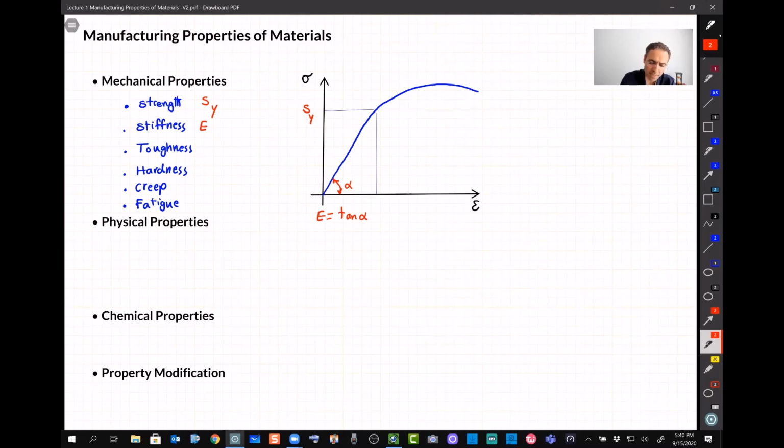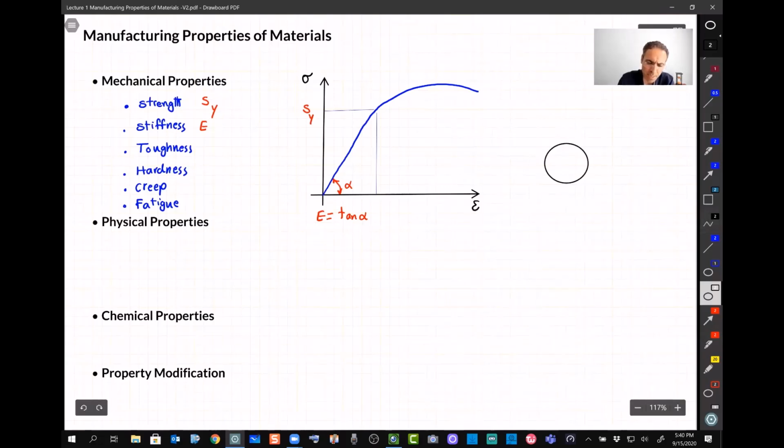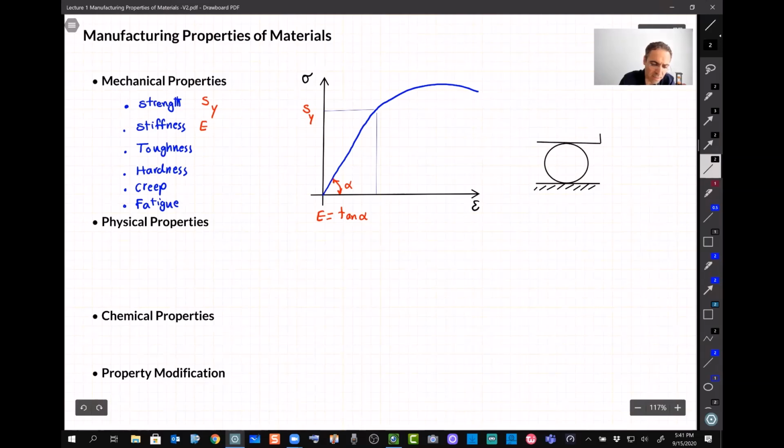For toughness, basically what people do is they make a disc shape from the material, and then this disc is put under pressure between two plates. Let's say you have the first plate here, and then the second plate, and then we apply load here until it cracks.